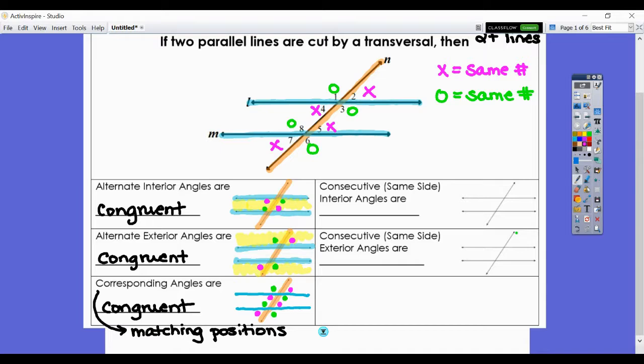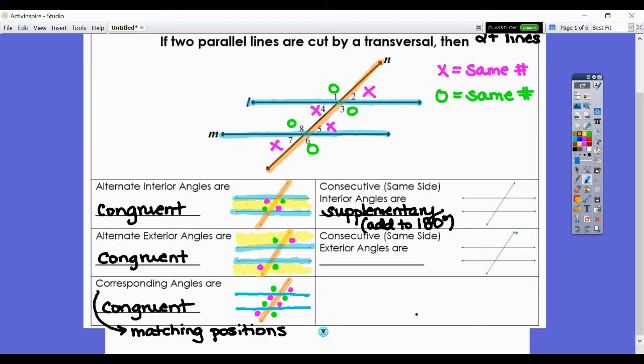Now, 2 more. If 2 parallel lines are cut by a transversal, then consecutive, which just means same side, interior angles are going to be supplementary. So we now have a different word than congruent. They're going to be supplementary in this case, and all you need to know is that they're going to add up to 180. Supplementary, like we remember before, means they add up to 180. So let's talk about what those look like.